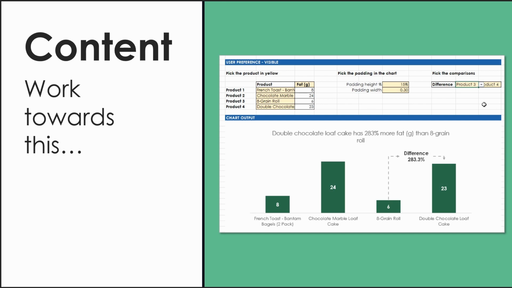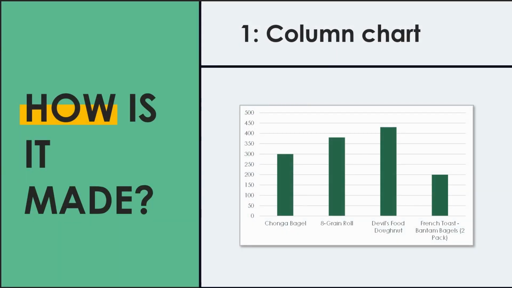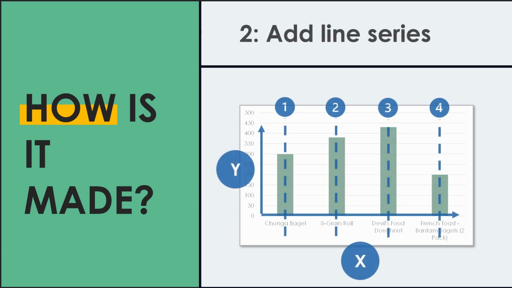Before we build it, let's cover the basics of what we need to calculate and how we build it. First, we start with a simple column chart. Then we add a line chart on top of it, so it's a combo chart, meaning it has more than one data series and charts in it. The two data series will share the same axes.